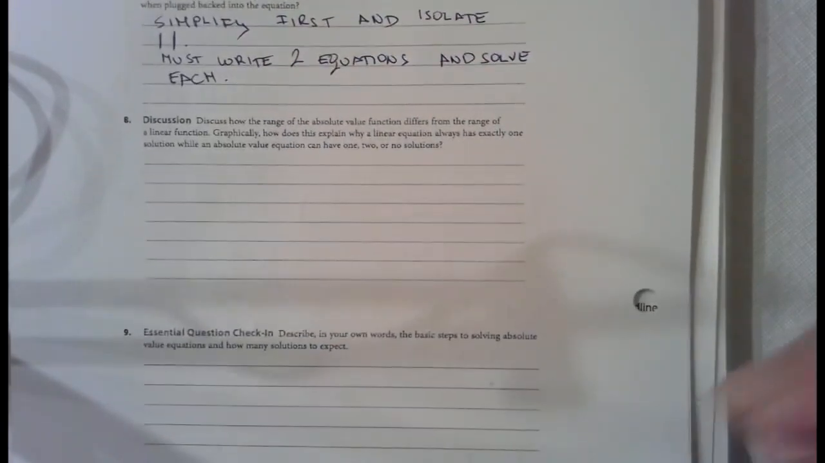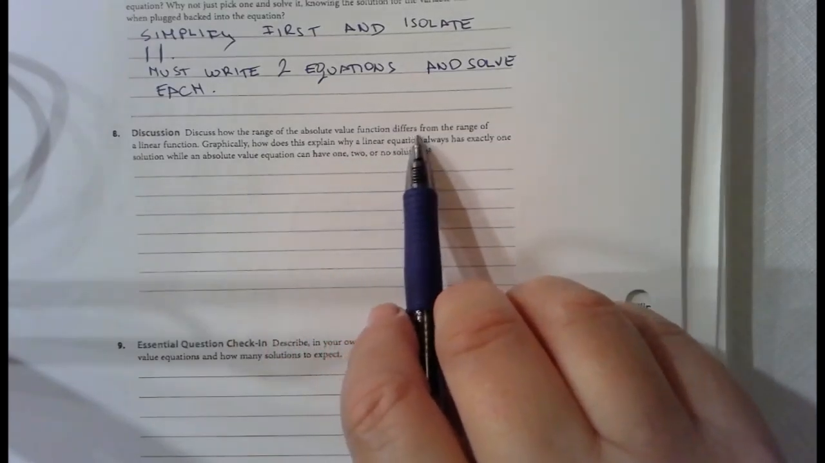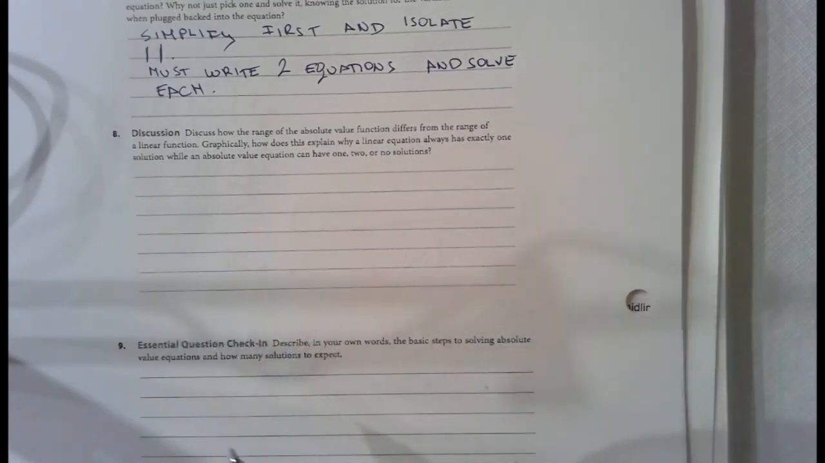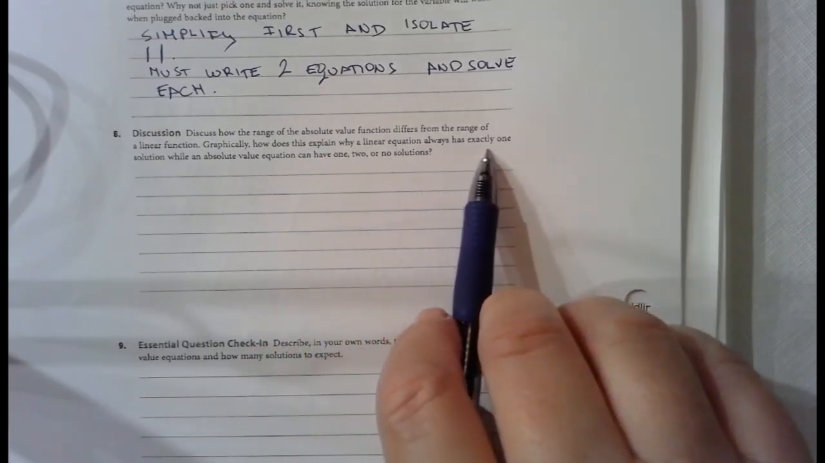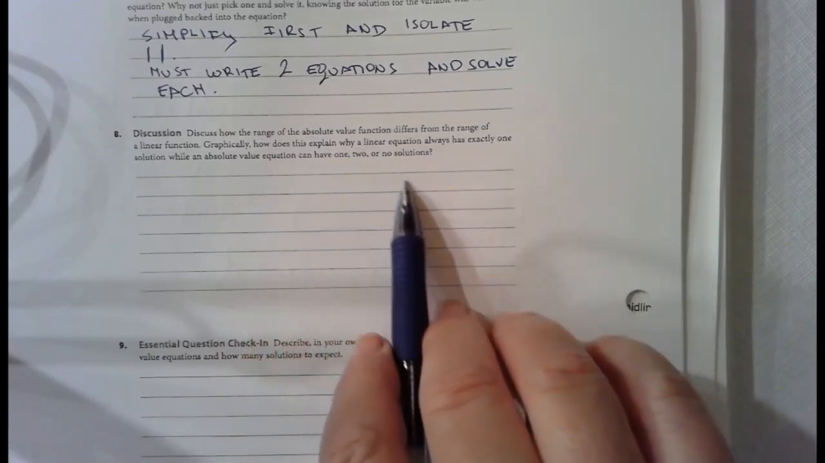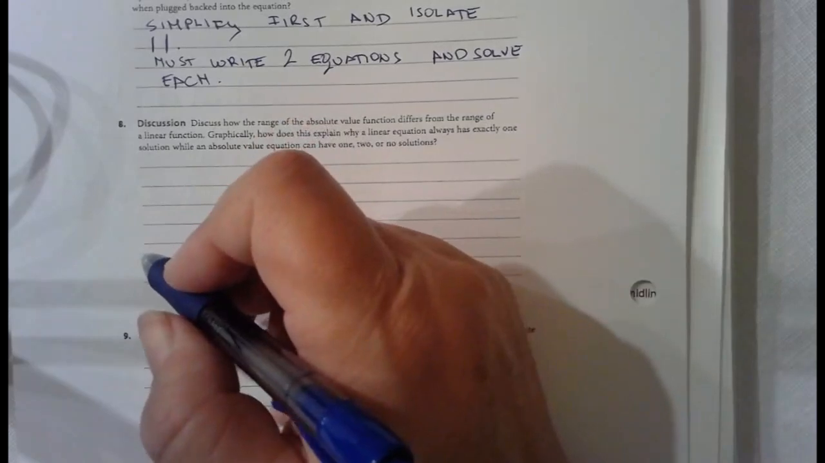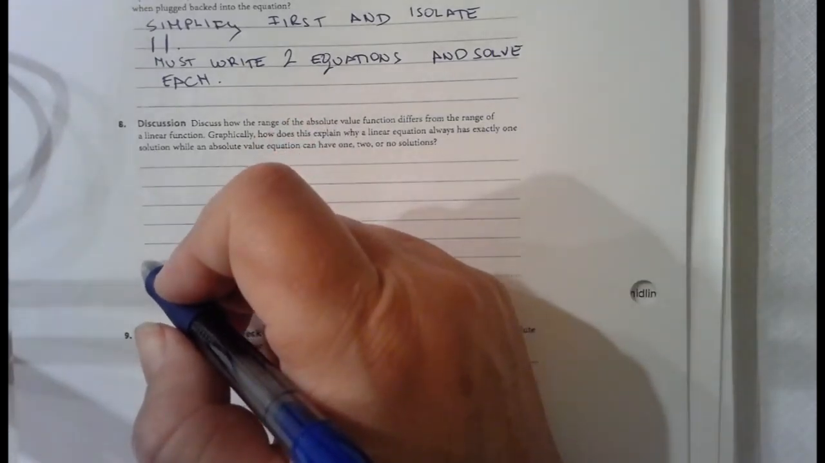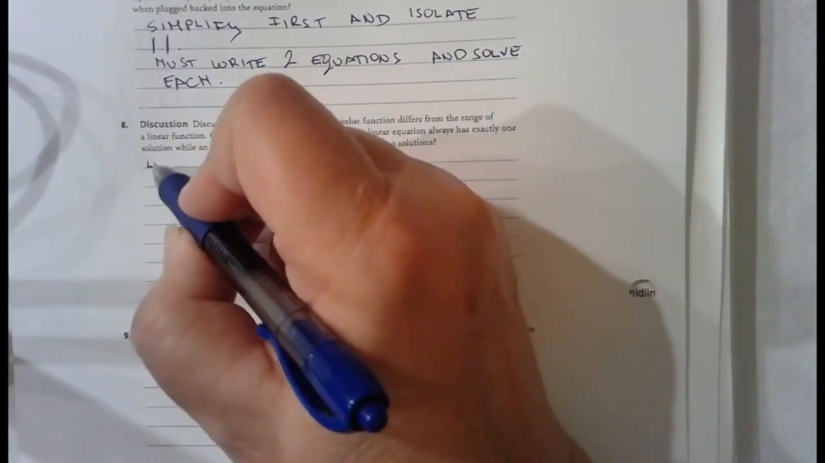The next scenario, it says, discuss how the range of the absolute value function differs from the range of the linear function. Graphically, how does this explain why a linear equation has exactly one solution, while an absolute value equation can have one, two, or no solutions? So if we look at, I think the easiest thing is to graph the equation.